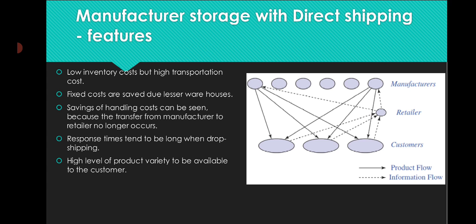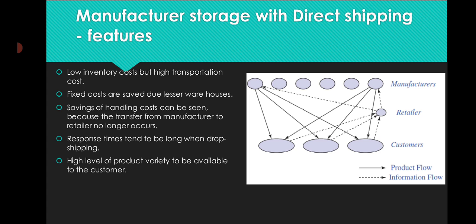Second is manufacturer storage with direct shipping. If you observe this, these are all manufacturers, the middle is the retailer, and the customer is there. The solid line says product flows directly from the manufacturer to customers, and information flows from the customer through the retailer to the manufacturers.